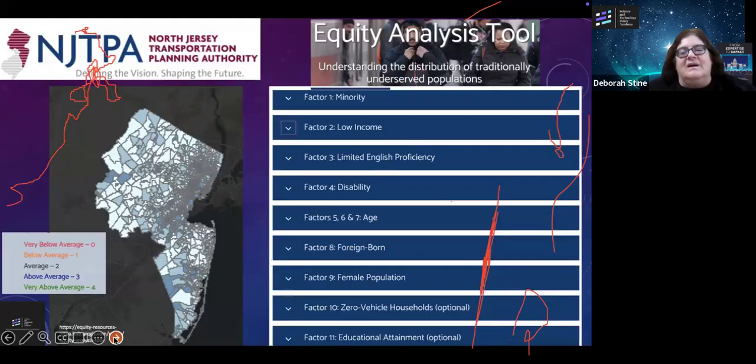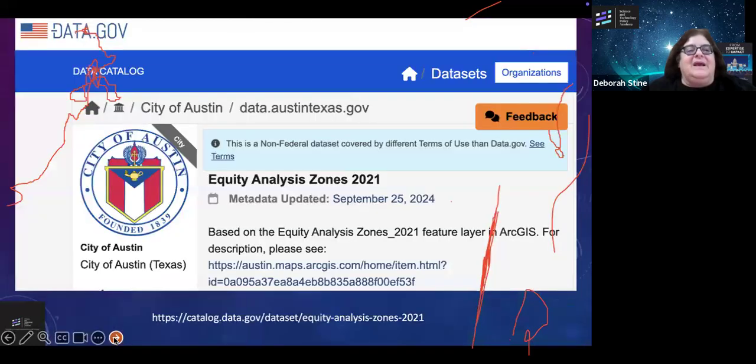So I wanted to make sure you look in your state to see maybe there are some things that you haven't thought about. I just typed into Google "equity analysis data," and this one came up, for example. Here's another good place to look. This is called data.gov. Again, this is something that may or may not survive into the next administration. But here's the city of Austin, and it has these equity analysis zones.